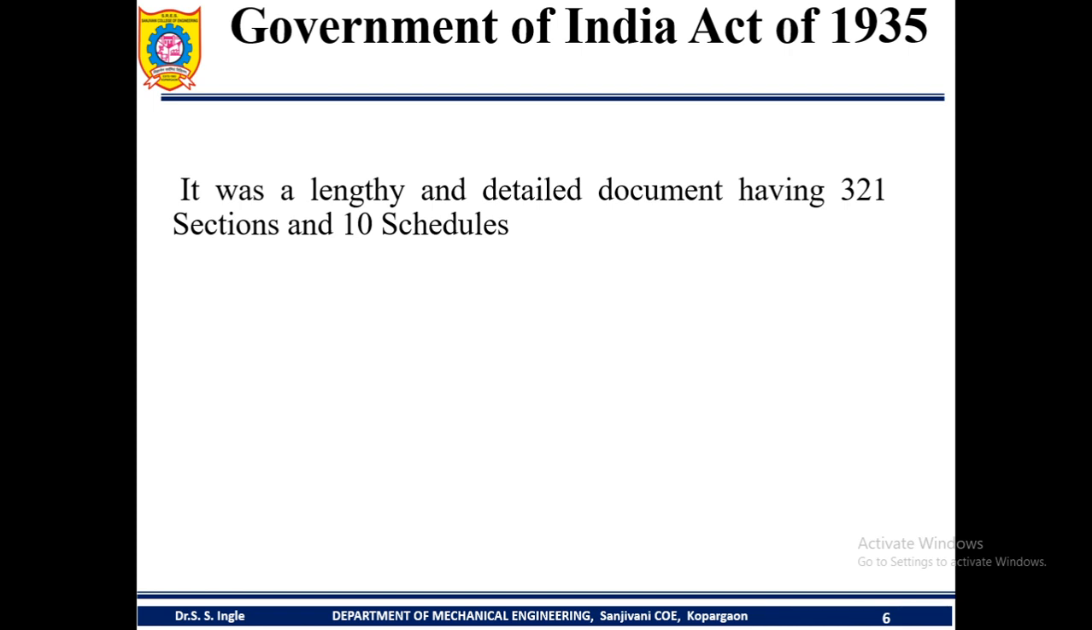The Government of India Act of 1935 had 321 sections and 10 schedules. We'll see what the features of this Act are.